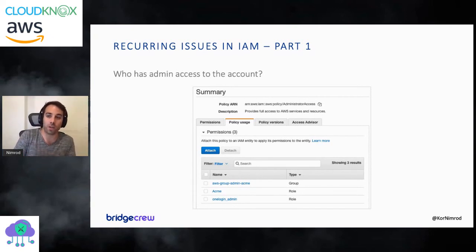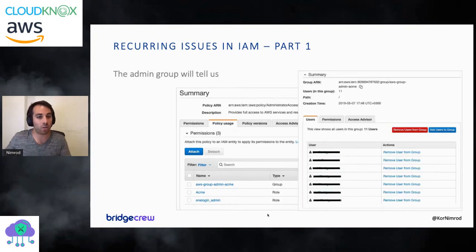Now, the group in itself is not any user or role, but we would like to know who is part of that group. So I clicked on the group, and now I see the group has 11 users. All of them have admin access to the account. The problem with IAM in AWS is that this isn't a complete list of all the admins in the account. And the reason is simple.